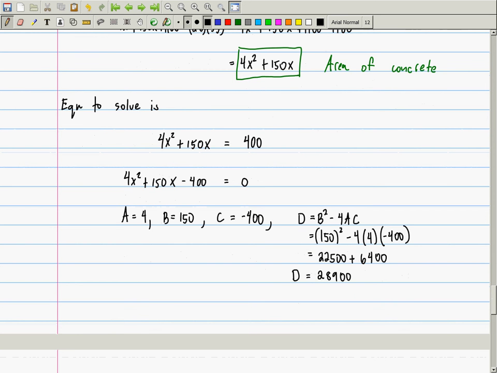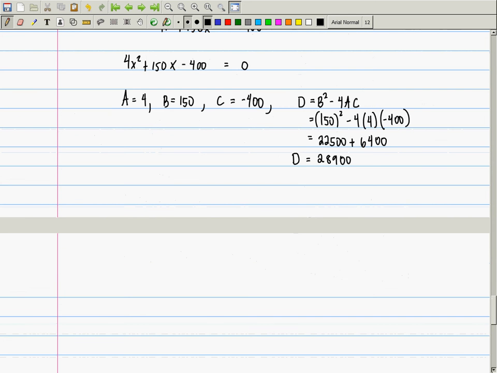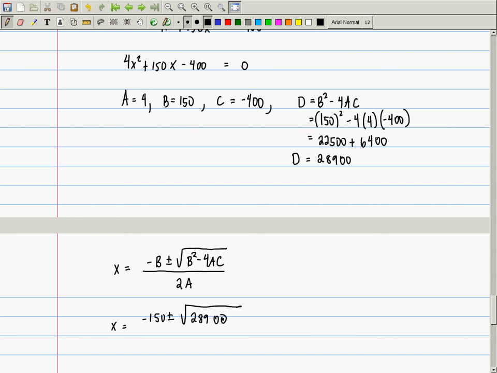Okay, so then let's figure out what they are. So x is equal to negative b plus or minus the square root of b squared minus 4ac, divided by 2a. For this particular problem, x is equal to negative 150 plus or minus the square root of 28900 over 2a. So a is 4, so 2a is 8. So now let's figure out what this is.